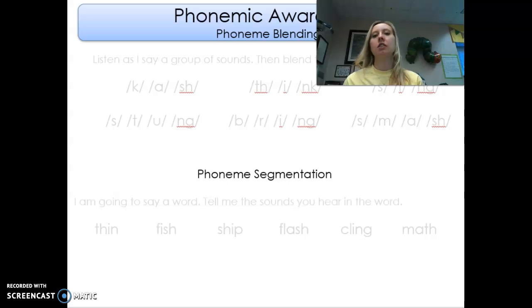So what you'll notice is fl is a blend and it has 2 sounds: f, l. Sh is a digraph and it only has 1 sound but 2 letters. Okay, cling: c, l, i, ng, 4 sounds. And last of all, math: m, a, th, 3 sounds.